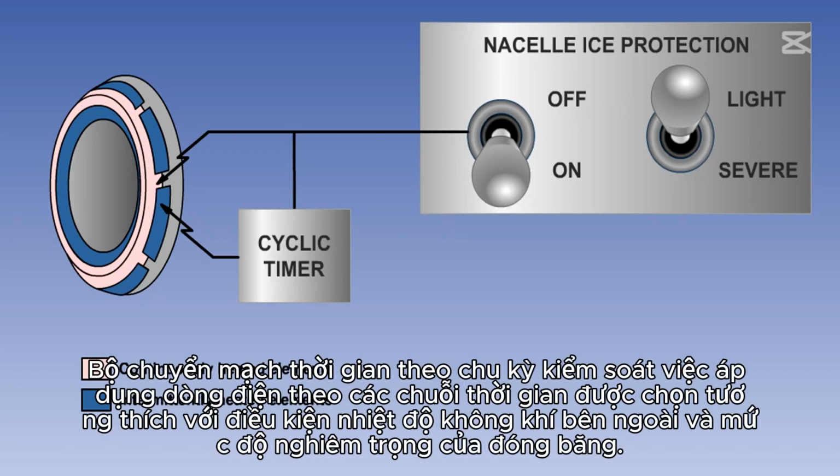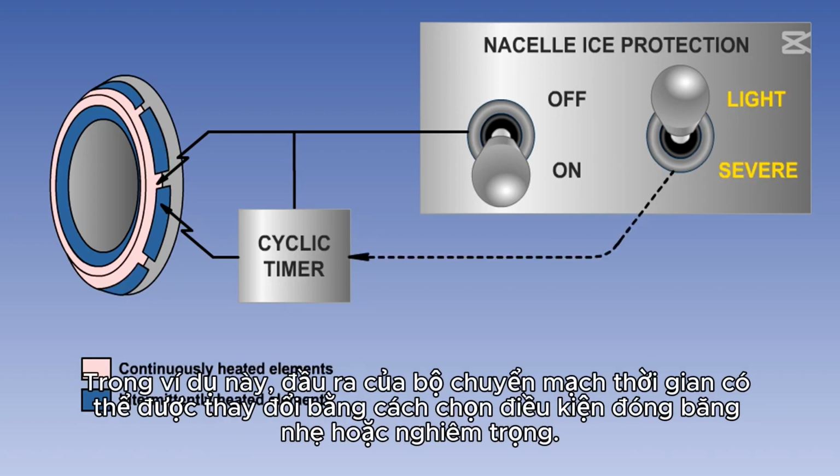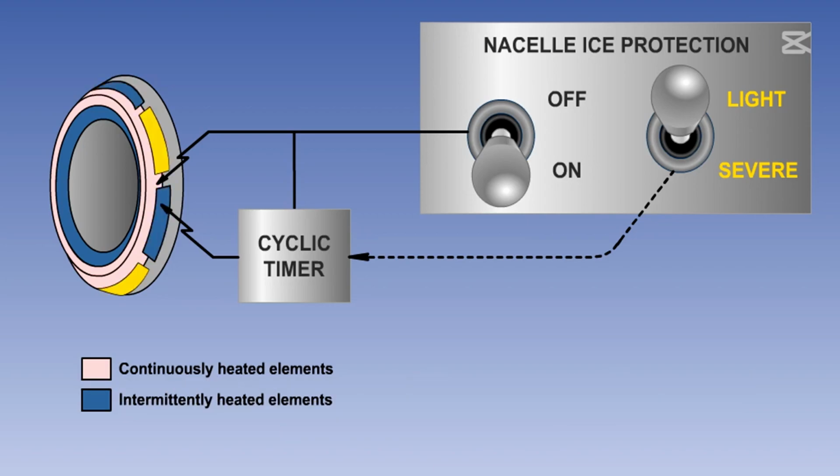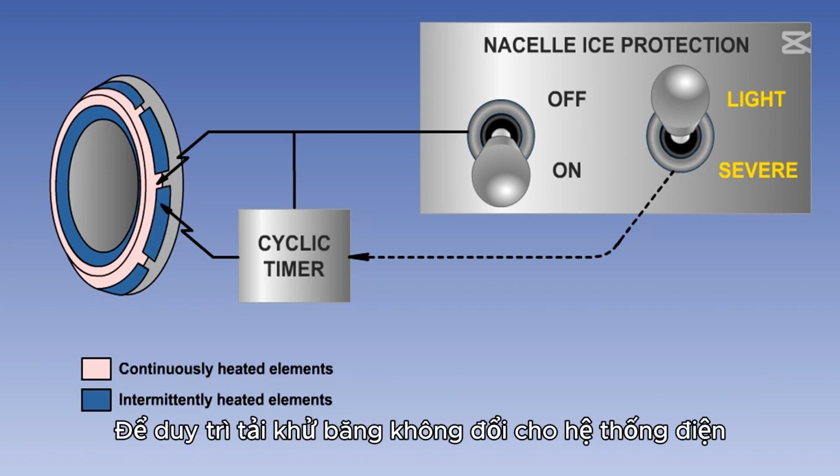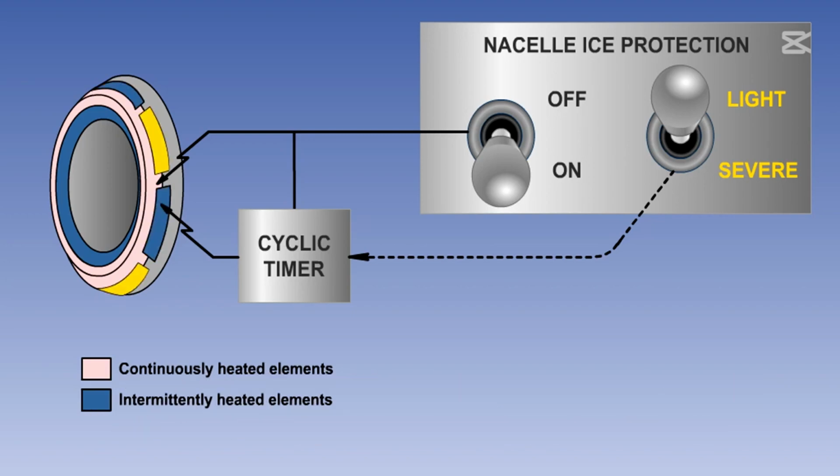The cyclic time switch unit controls the application of current in selected time sequences, compatible with prevailing outside air temperature conditions and the severity of the icing. In this example, the output of the time switch can be changed by selecting either light or severe icing conditions. The cyclic circuit is arranged so that while the supply is on for some heaters, it is off to others, and vice versa, in order to maintain a constant de-icing load to the electrical system.